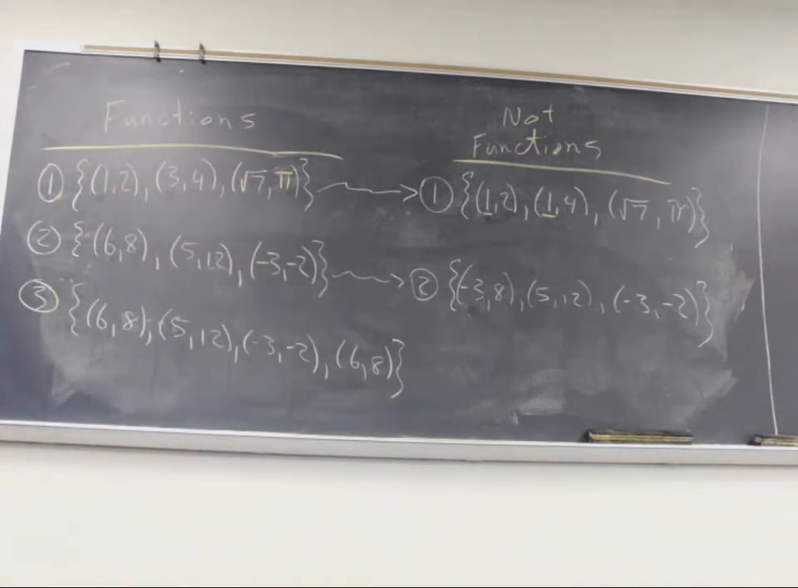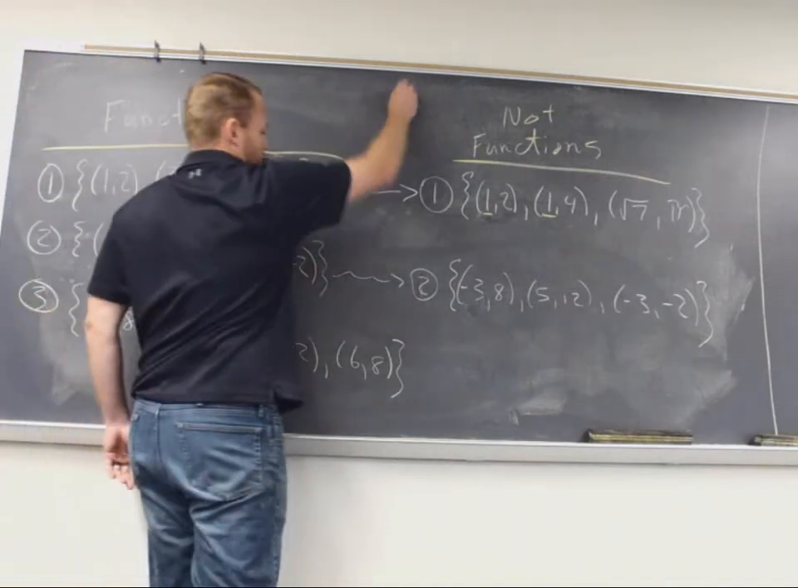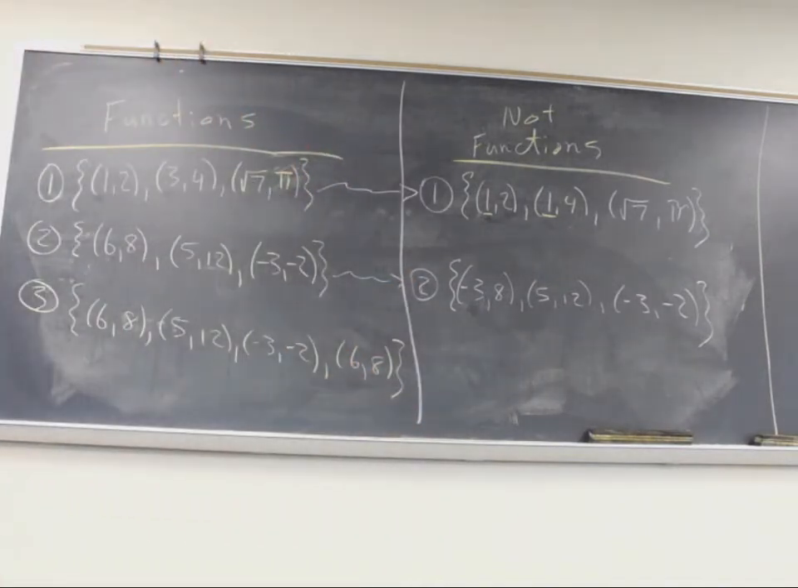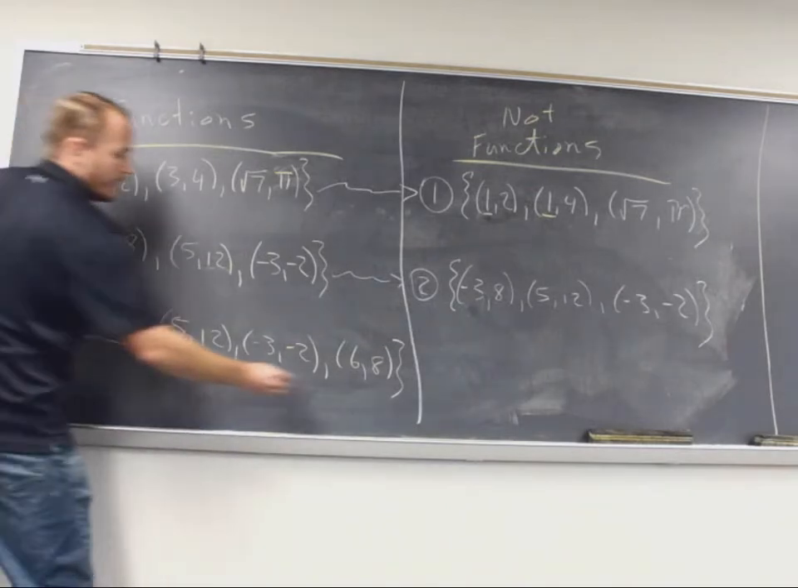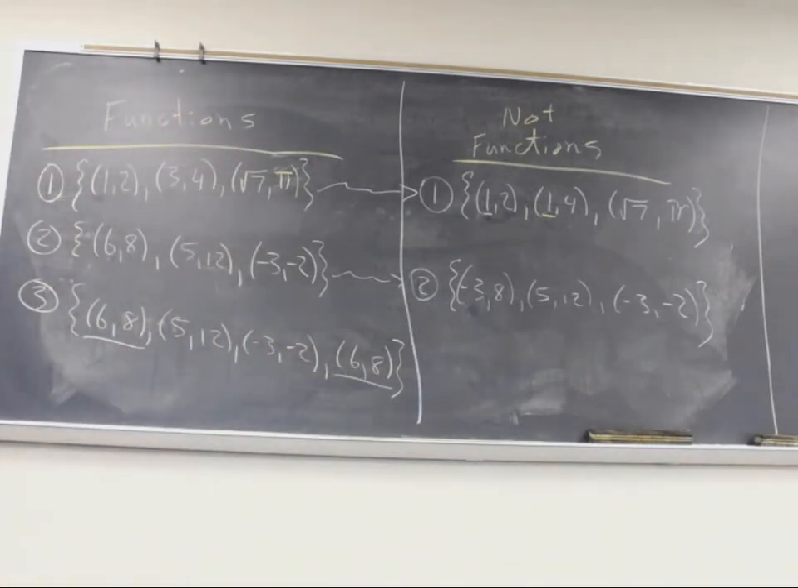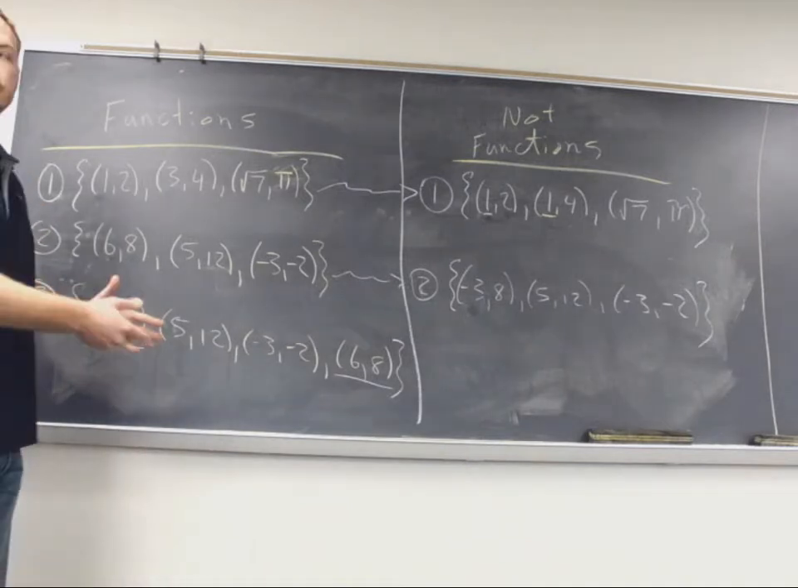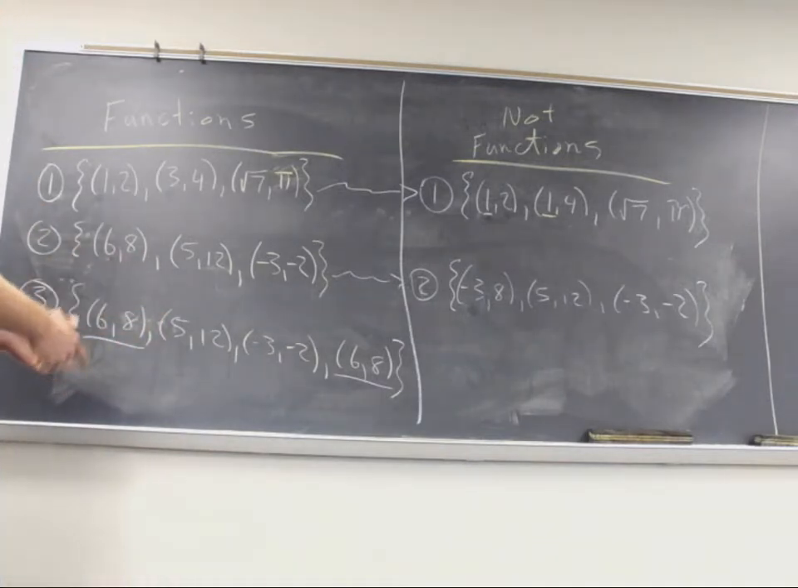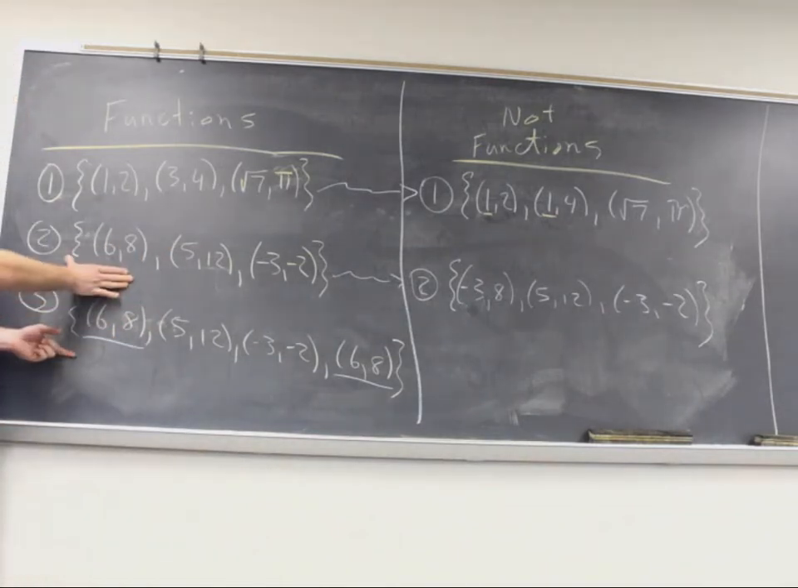So notice here, so I don't get things confused. Notice here in 3 that we have 6, 8 and 6, 8 written twice. So does this make it a function or not a function? Well, I wrote it in the function section, so you probably already know it's a function. If it's written twice like this, it's just redundant. It doesn't mean anything. As long as you still have the same x value going to the same y value, it doesn't matter if they're written twice. This is the same exact thing as writing this.